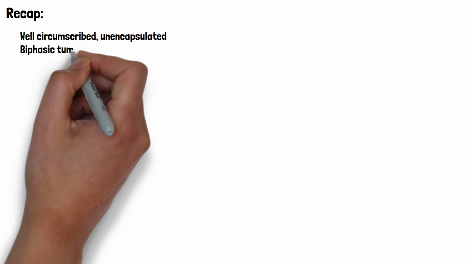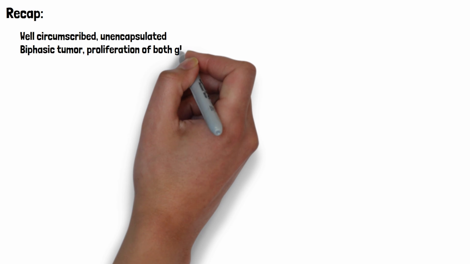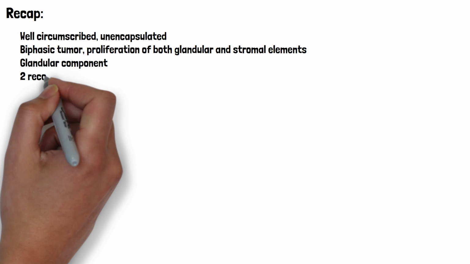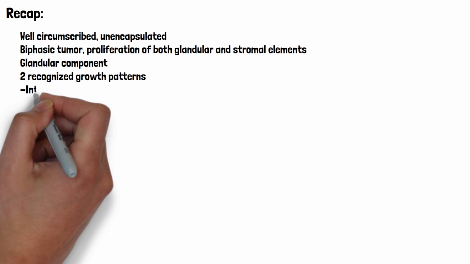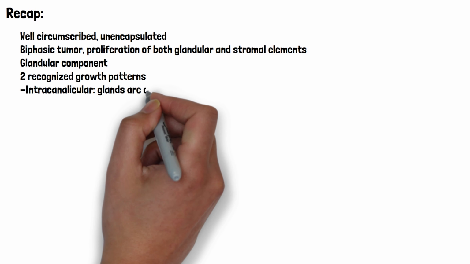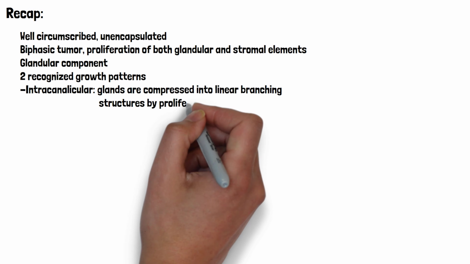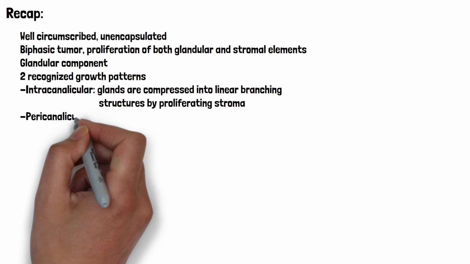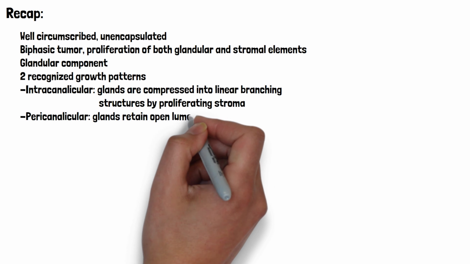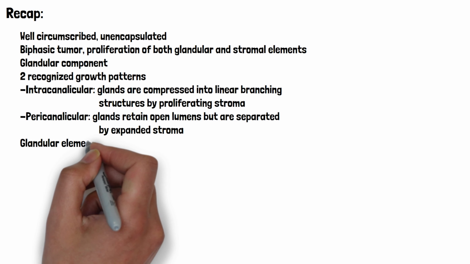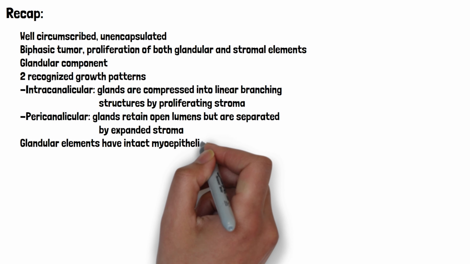Recap. It is well circumscribed, unencapsulated. It is a biphasic tumor, with proliferation of both glandular and stromal elements. The glandular component shows two recognized growth patterns. Intercanalicular: glands are compressed into linear branching structures by proliferating stroma. Pericanalicular: glands retain open lumens but are separated by expanded stroma. Glandular elements have an intact myoepithelial cell layer.